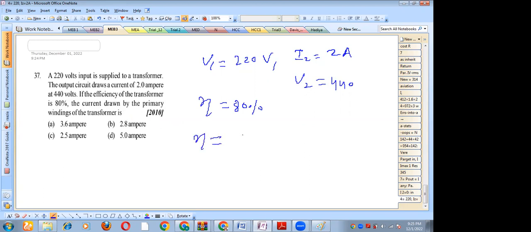So we know that eta is output power by input power, and what is output? V2 I2. By what is input? V1 I1. So we have to calculate I1. All the things are given. Put the formula and tell me the answer.